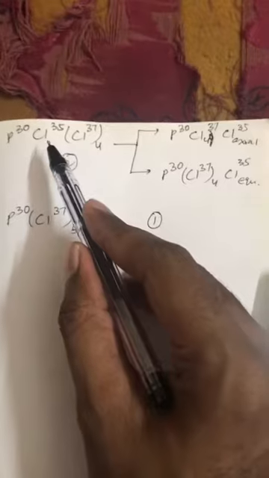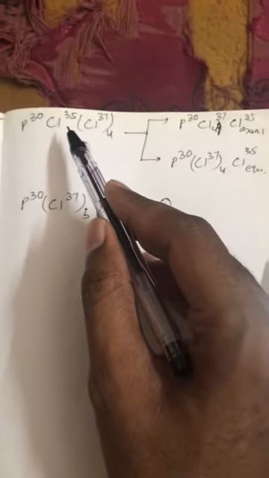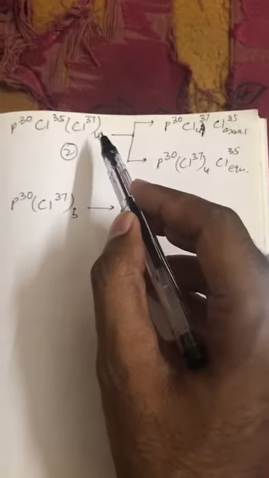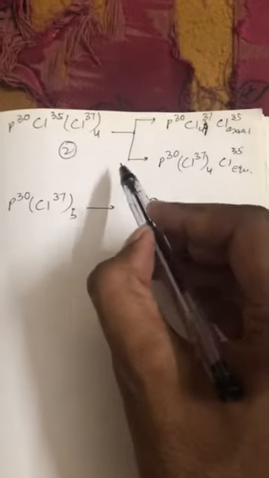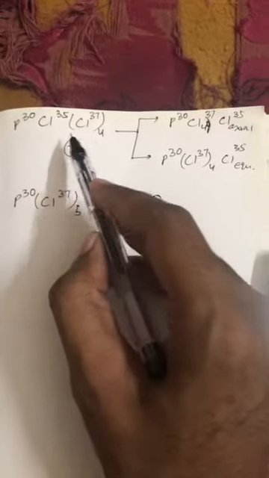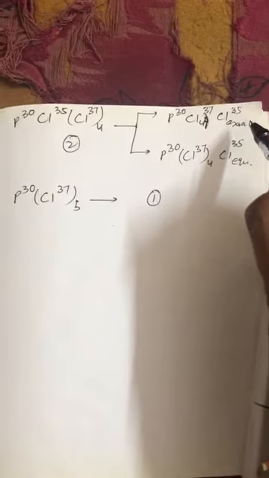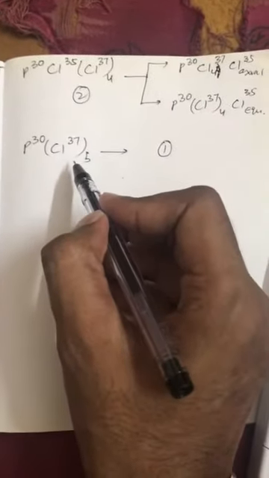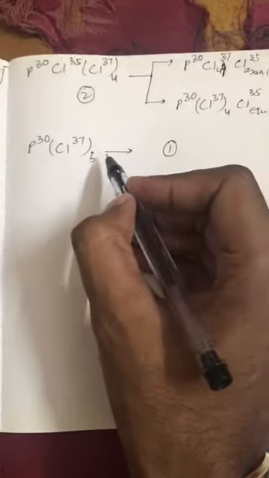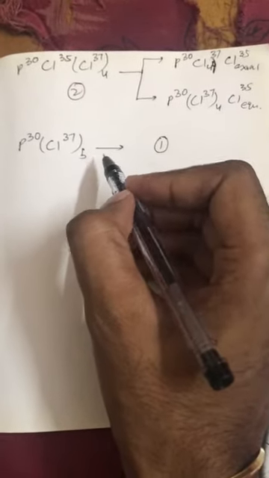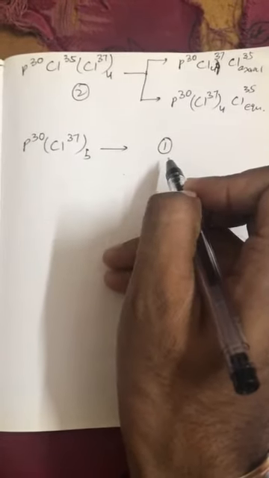If we take 1 Cl35 and 4 Cl of type 37, then again 2 types. This Cl35 can occupy axial position as well as equatorial position. So like this, 2 type of PCl5 can exist. And if you take all Cl37, then 1 type of PCl5 can exist.